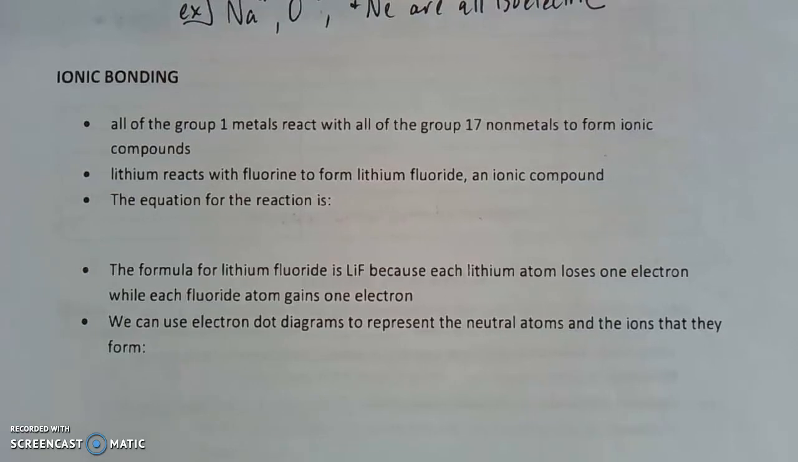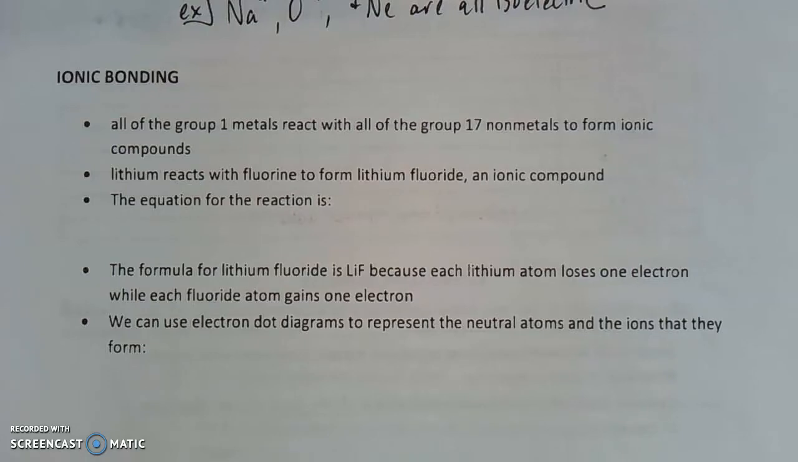This is Chemistry 1, Unit 4, Lesson 4, video number 3 on ionic bonding. So we're going to start looking at how we can represent ionic bonding. The first thing we're going to do is look at a group 1 metal reacting with a group 17 non-metal to form an ionic compound. So we're going to look at lithium and fluorine.